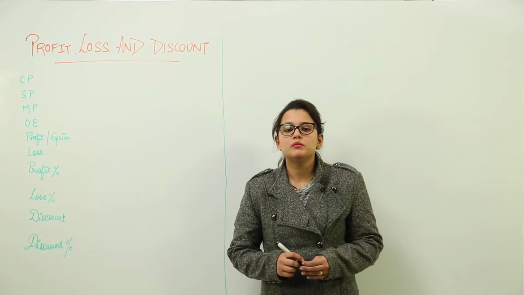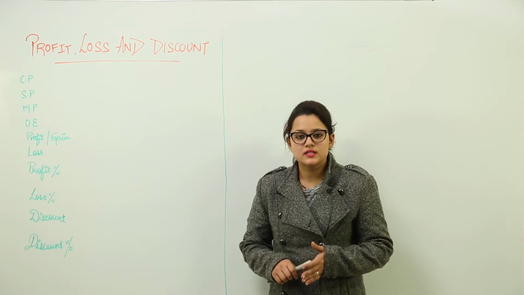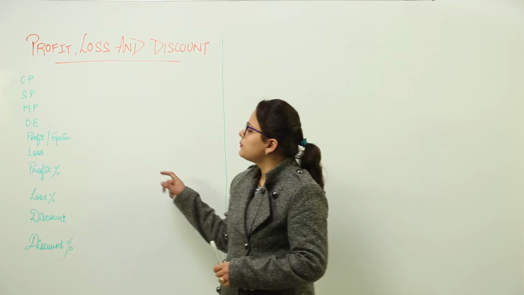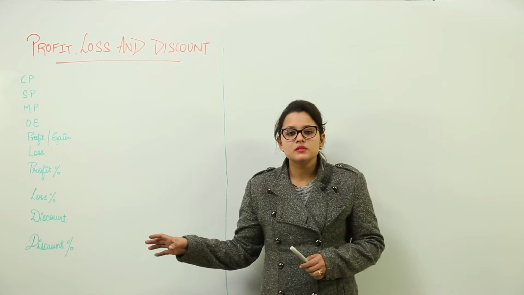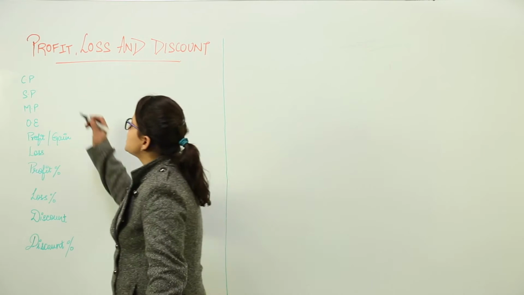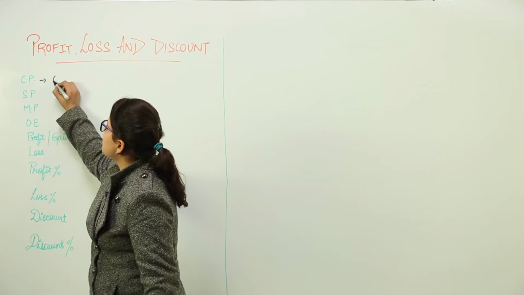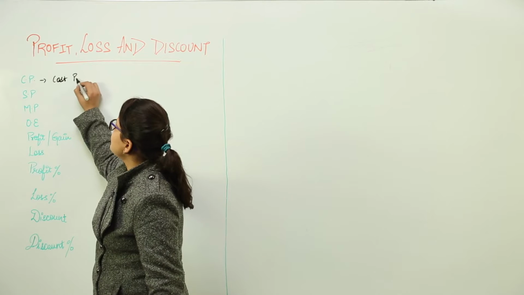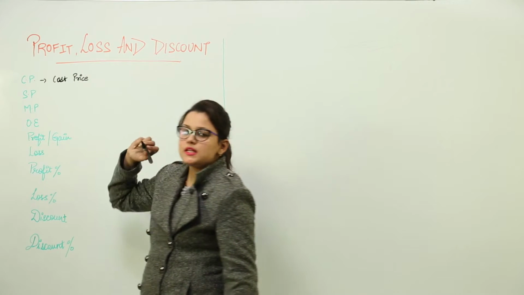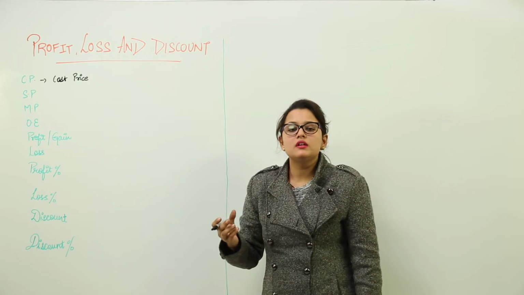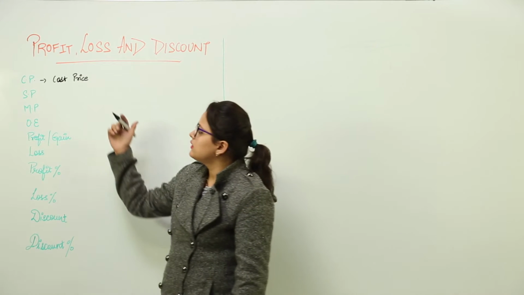Now the topic that we'll be doing is profit, loss and discount. Before starting with the topic, let us get familiar with a few of the terms. First term is CP. Here CP stands for the cost price. What is cost price? Basically, the manufacturing cost for any article is known as the cost price.